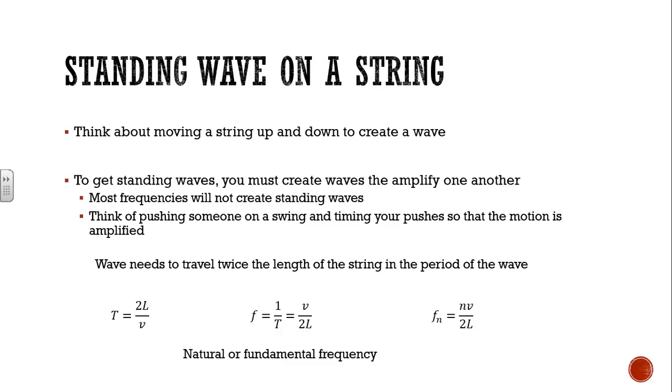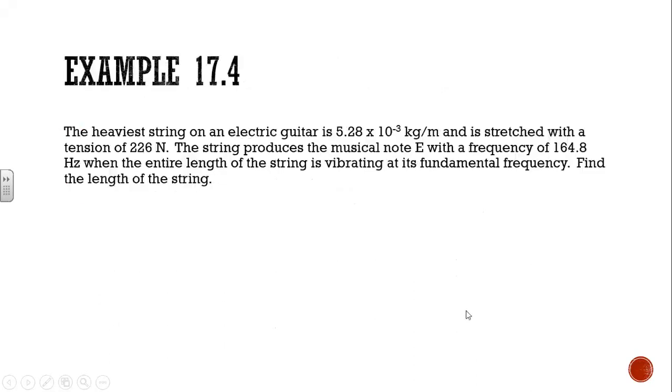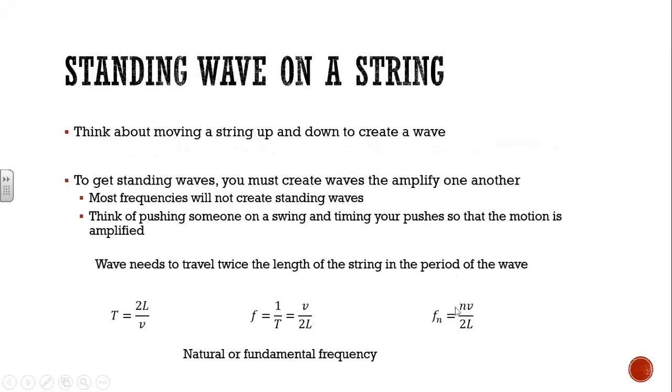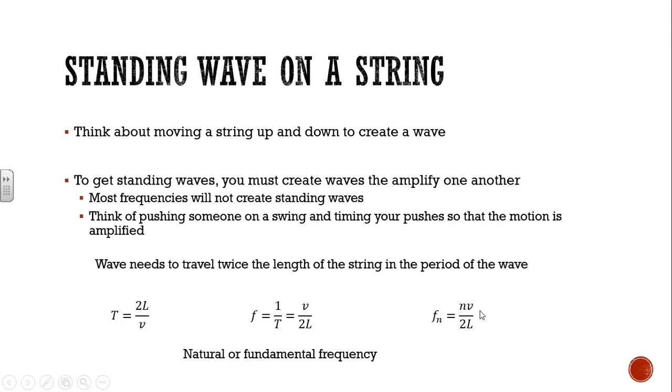Now if we add the information that for each harmonic we multiply by a number n, the frequency of the nth harmonic is nv over 2L, where v is the speed of waves on the string and L is the length of the string. This equation is important because it helps us predict the standing waves that will form on a string, or the frequencies that will form a standing wave on a string.